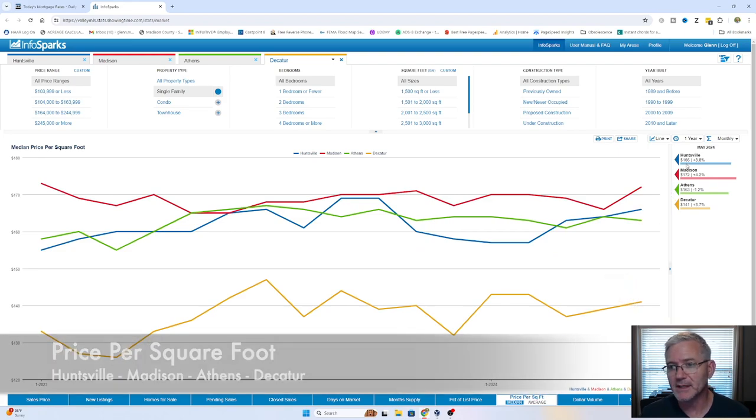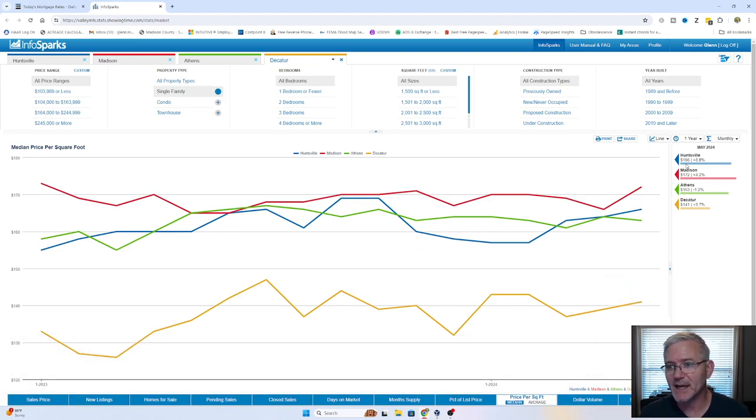Over here, 166 in Huntsville, 172 in Madison, 163 in Athens, and 141 in Decatur. These are all a little bit higher, with the exception of Athens. They're down just 1.2% compared to where they were a year ago.